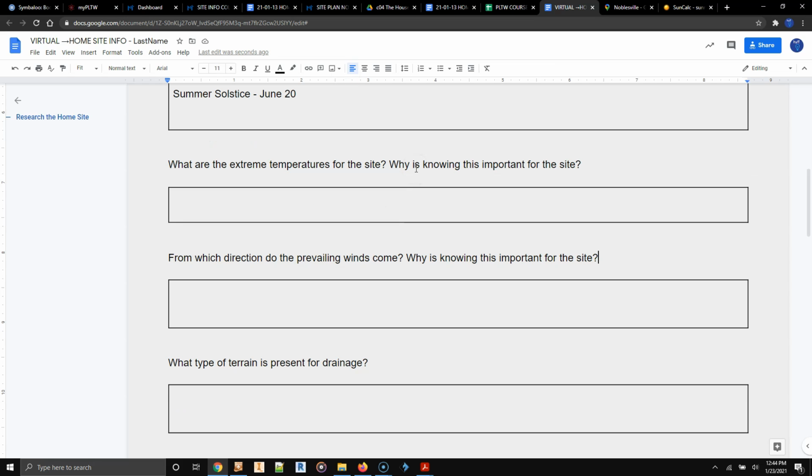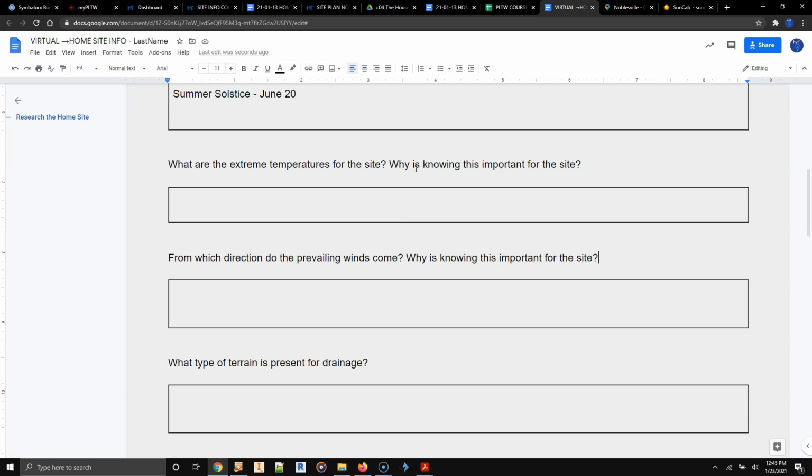All right, I had a thought. So for the extreme temperatures and the direction, I want you to think about life as an architect here, and I want you to explore, in your own opinions and thoughts, why is knowing the extreme temperature for the site important, and why is knowing the direction of the prevailing winds important? So temperatures, you need to think about the kind of insulation you would need for your home. You would need to think about how can you take advantage of passive cooling and passive heating.